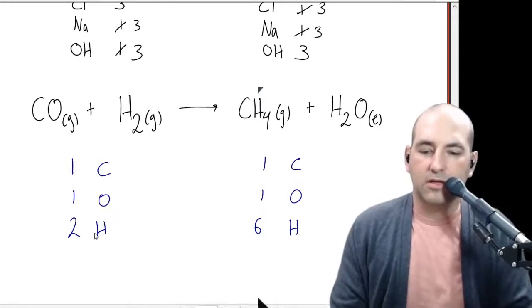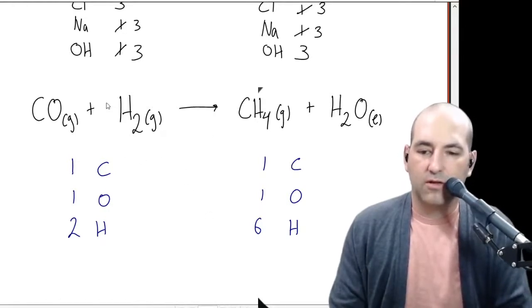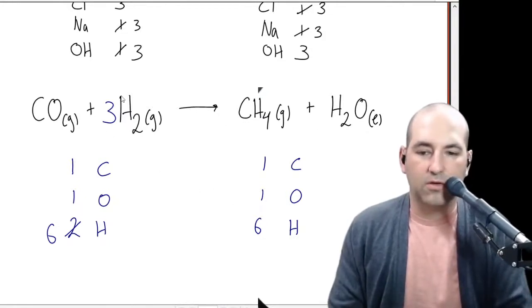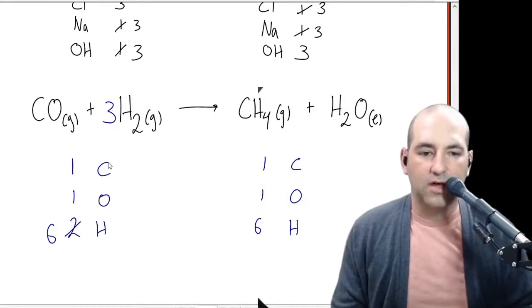All right, so the only thing that needs to change here is the number of hydrogens, since the carbons and oxygens are already in balance. So we put a 3 here, and that should change this to 6. And because that H2 is by itself, it actually doesn't affect any of the other atoms. So putting the 3 here is the only thing that's needed to do that balancing.